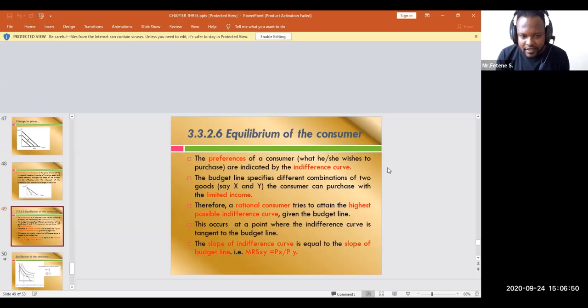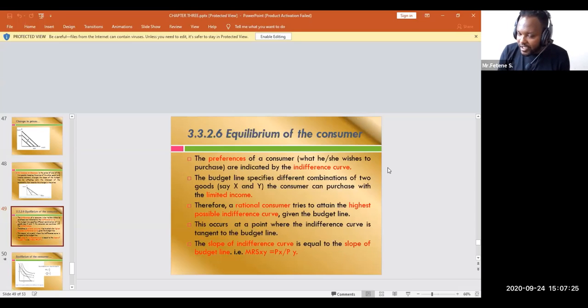Therefore, a rational consumer tries to attain the highest possible indifference curve given the budget line. This occurs at a point where the indifference curve is tangent to the budget line. When the budget line and the indifference curve are tangent, at that point the equilibrium is attained. The slope of the indifference curve is equal to the slope of the budget line.